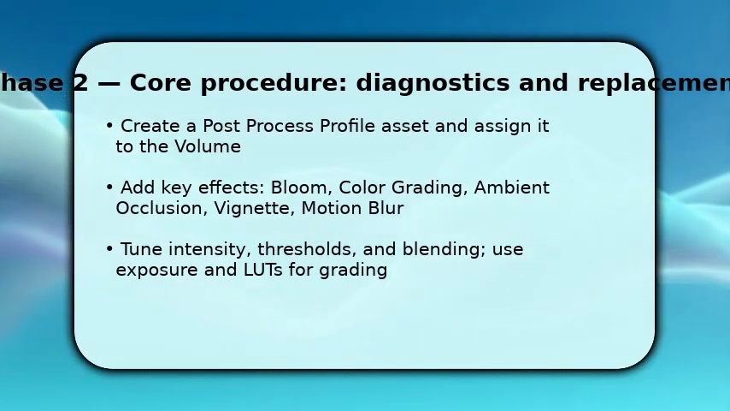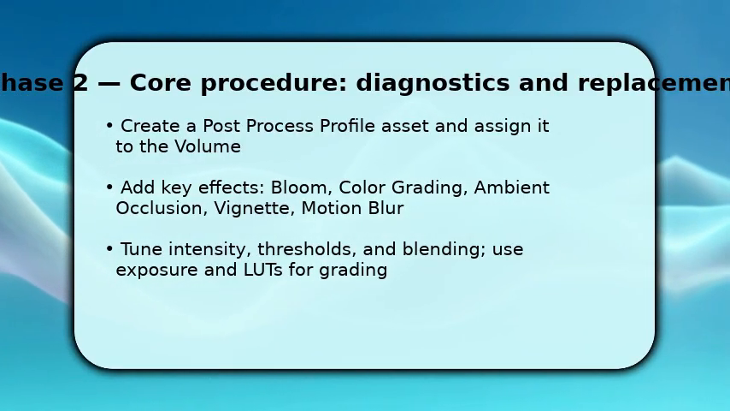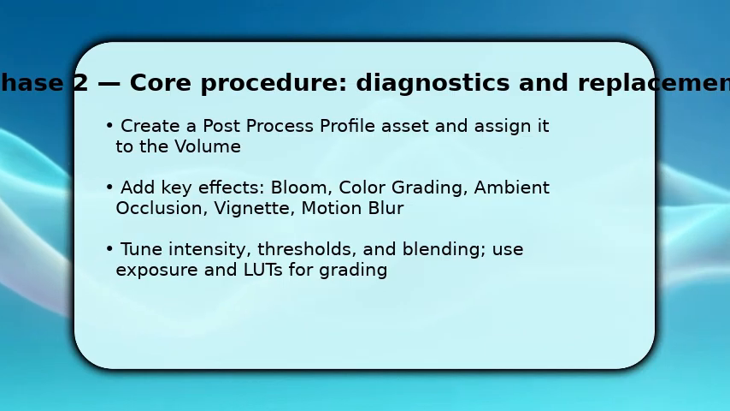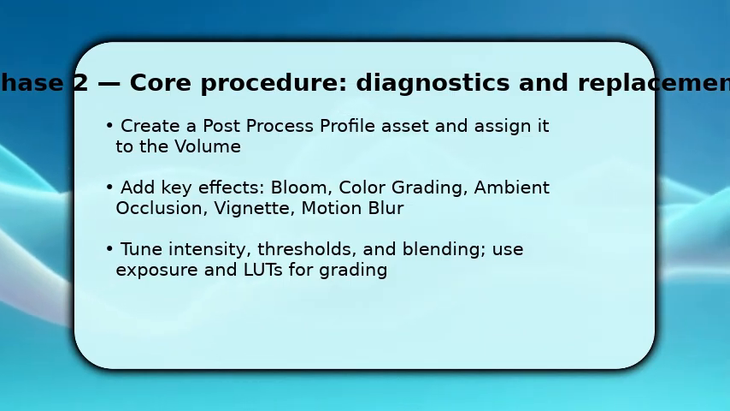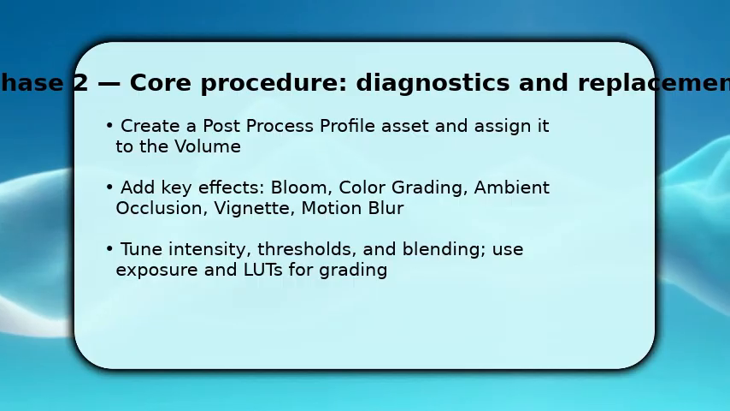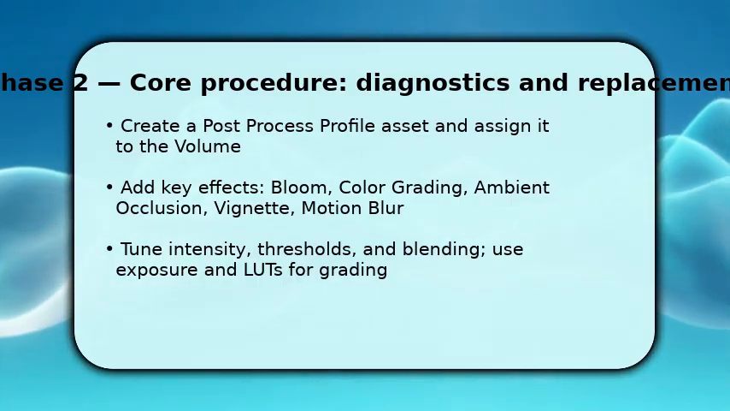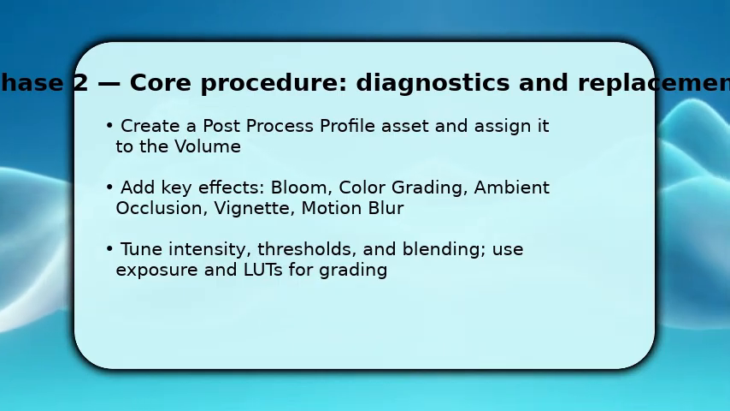Add effects one at a time: bloom for light glow, color grading for tone and contrast, ambient occlusion to deepen contact shadows, and tweak parameters to taste. Use LUTs or lift/gamma/gain for consistent grading across scenes. Make sure to set effect overrides and weight blending so you can animate or transition them. Finally, confirm your camera's post-process layer.